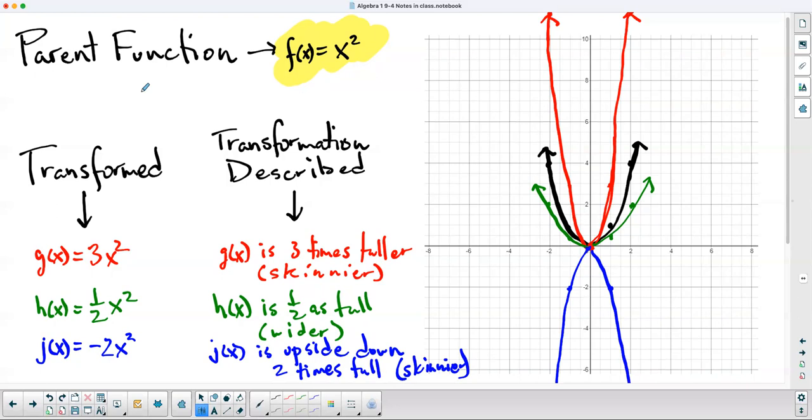Adeline, how do we tell if it's going to be up or down? Like what do the ones that are going to be downwards have on them? Perfect. If there's a negative sign in front of it, that makes it upside down. The number tells you how tall it'll be.